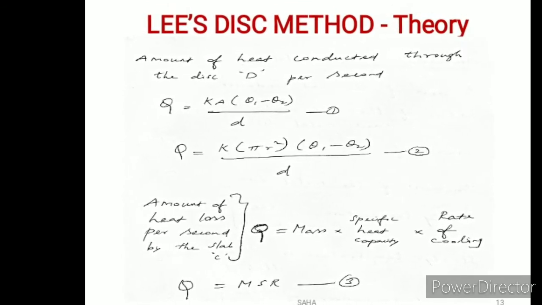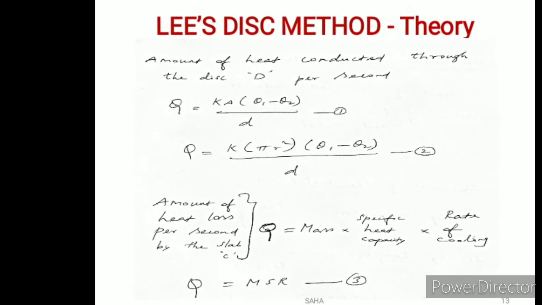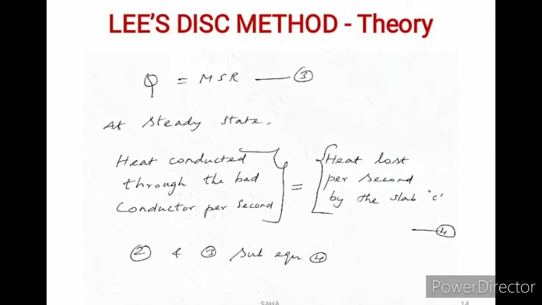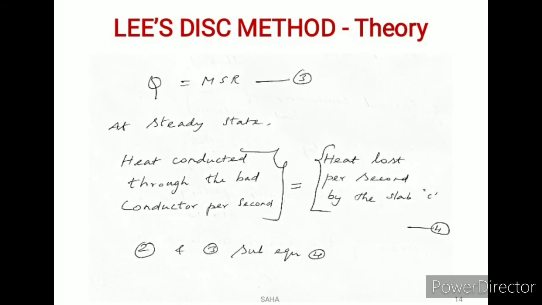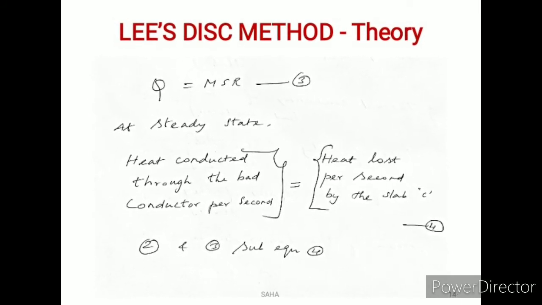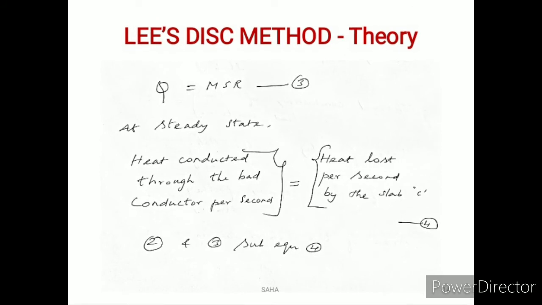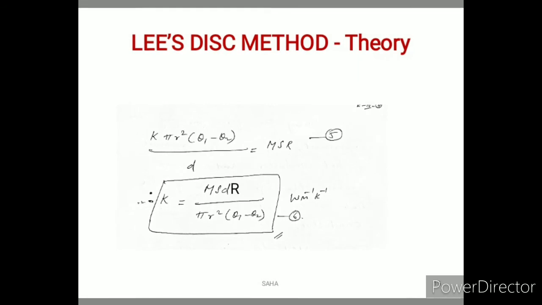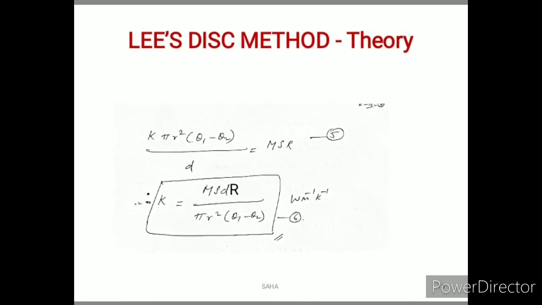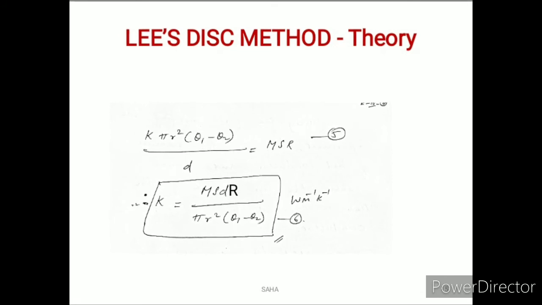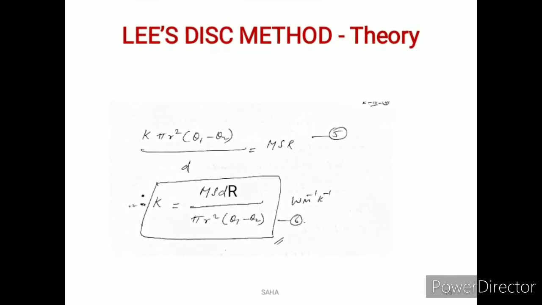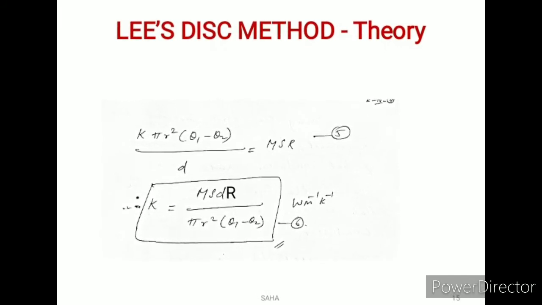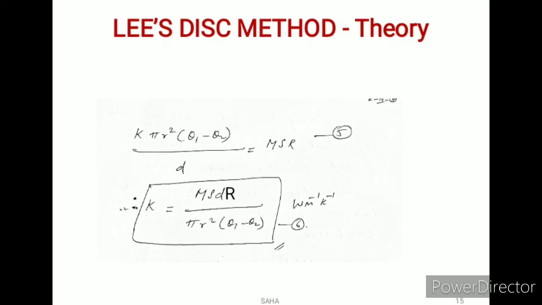Next, the amount of heat loss per second by this slab, Q, is equal to mass into specific heat capacity into rate of cooling. So Q is equal to MSR, that is equation number 3. At steady state condition, heat conducted through the bad conductor per second is equal to heat lost per second by the slab. We can write the equation K pi r squared into theta 1 minus theta 2 divided by small d is equal to MSR. Therefore, K is equal to MS d capital R divided by pi r squared into theta 1 minus theta 2. That is equation number 6.